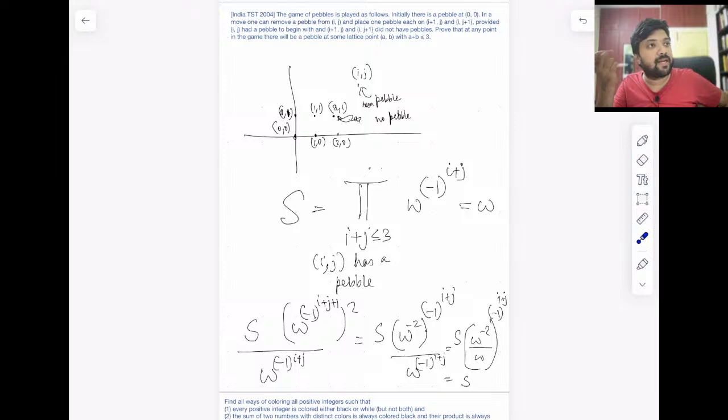And the statement that S is equal to omega would mean that there must be a pebble at some lattice point within a plus b less than 3, because if there were no pebbles, then this entire product would be empty. So the product would actually be just 1. So since omega is not equal to 1, we know there must be at least one pebble.